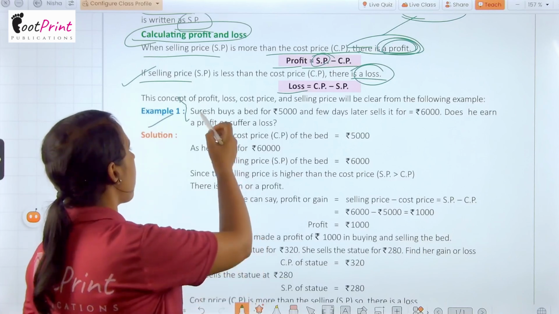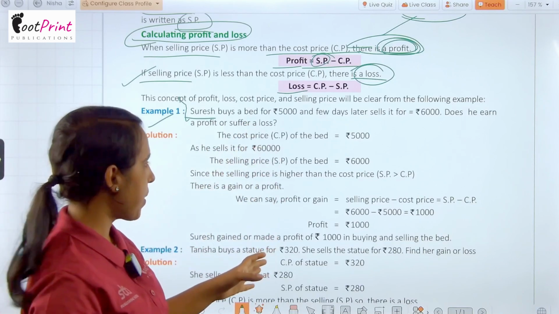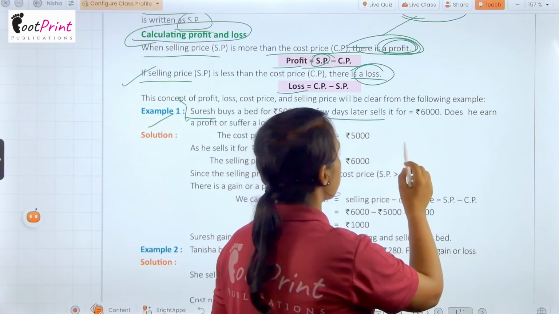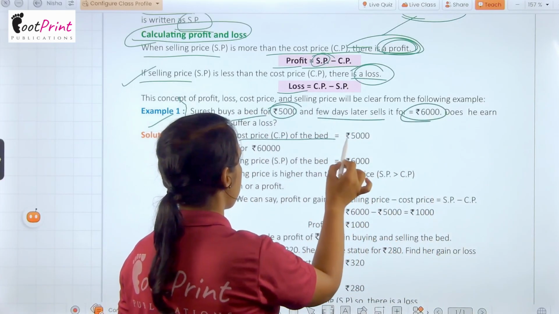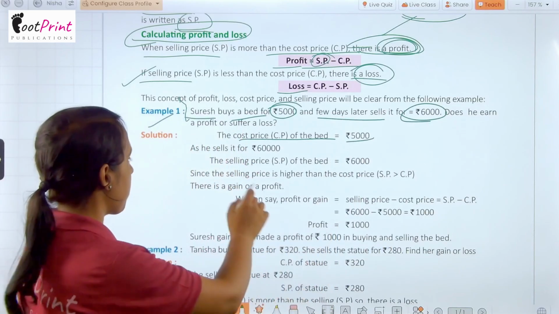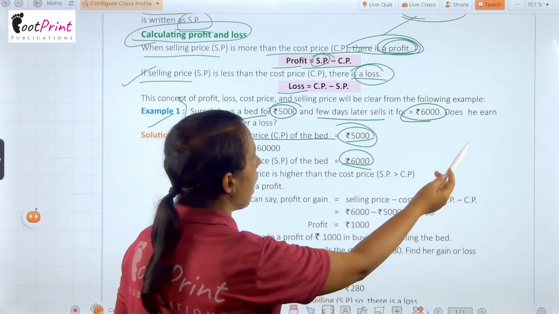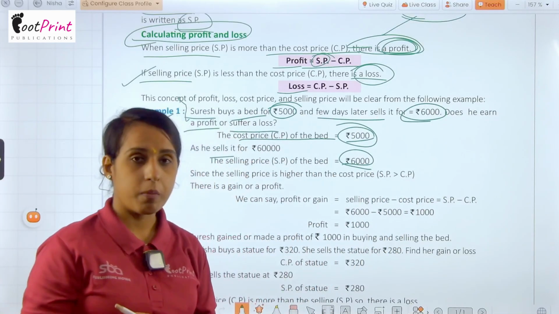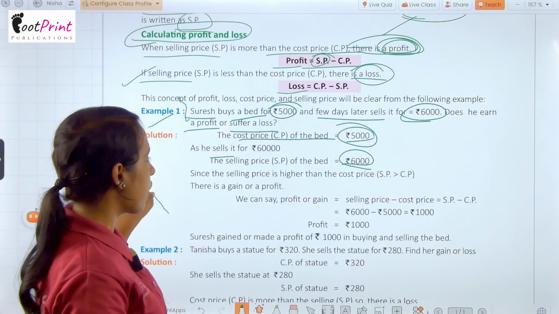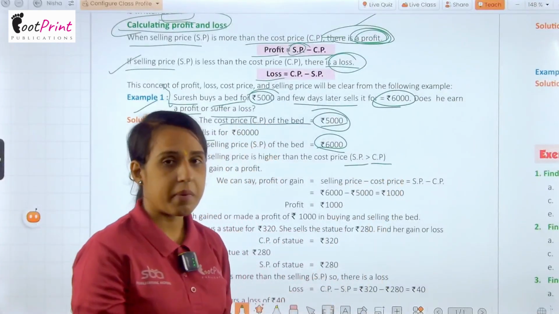So here we have some examples to understand it in a better way. So here Suresh buys a bed for 5,000 rupees and few days later sells it for 6,000 rupees. So here we have CP is 5,000 rupees and SP is 6,000 rupees. Okay, now does he earn a profit or suffer a loss? तो उसे profit हुआ या loss? So as we know, when SP is greater than CP, it means he made profit.